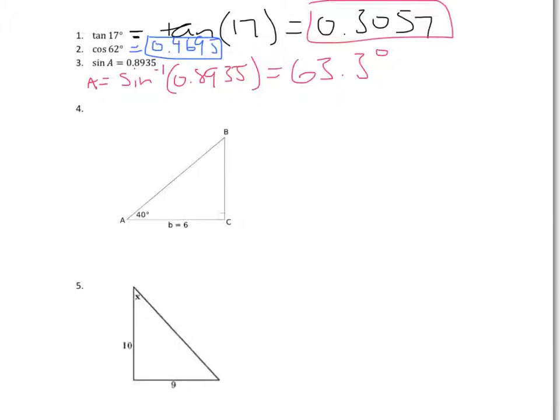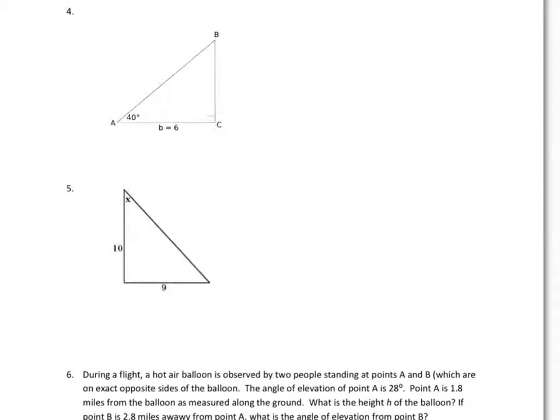Okay, I got 0.89333713, lots of digits. All right, that's just the calculation portion. Now we're going to apply this. Okay, so we're going to solve a couple right triangles here. This first one, number 4.